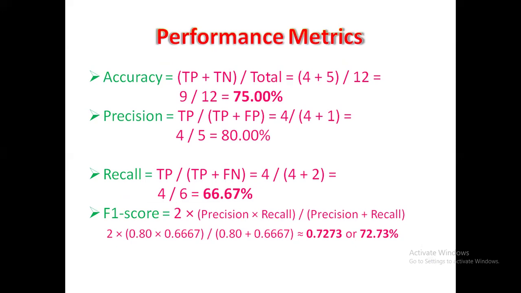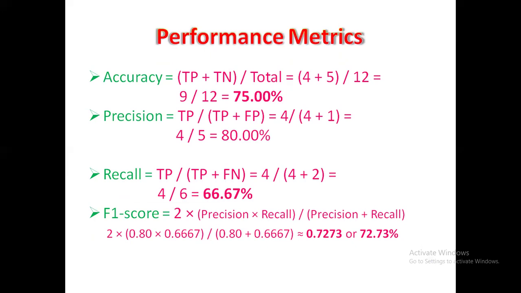Next, precision. Precision indicates the percentage of positive predictions that were actually correct. It helps us understand how many of the samples predicted as abnormal truly had heart abnormalities. Here, the model predicted 5 samples as abnormal, out of which 4 were correct and 1 was incorrect, a false positive. Precision is given by the formula true positive divided by true positive plus false positive, 4 divided by 4 plus 1. So we are getting 80 percent.